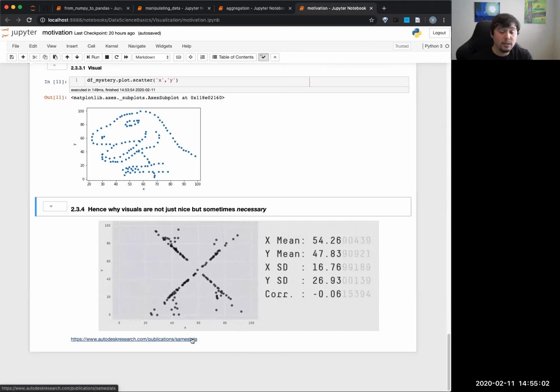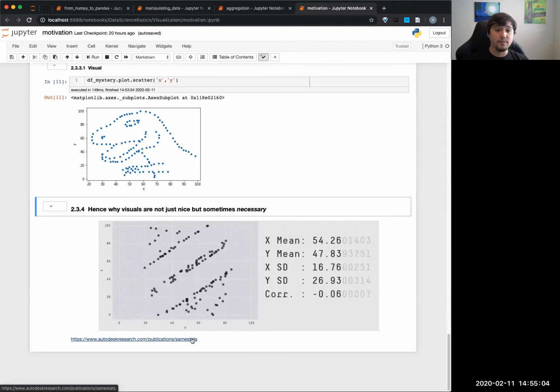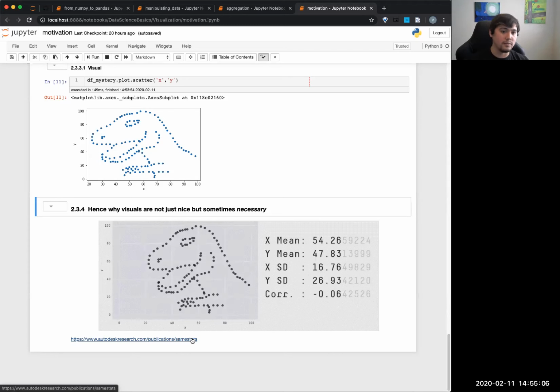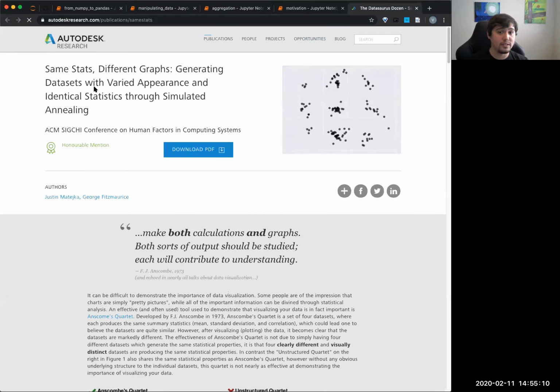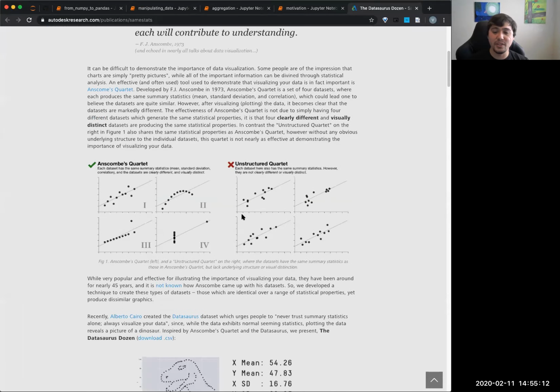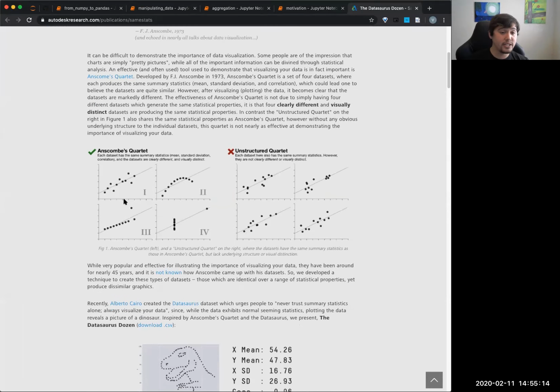As humans, we are very visually inclined. We notice these patterns very quickly. If you're curious, here's the paper, a little about the Datasaurus Dozen. And they show you a little bit. The original data set I showed you, with the linear relationship and then that parabola, is actually, I can never pronounce his name right, Anscombe's quartet. Very famous.